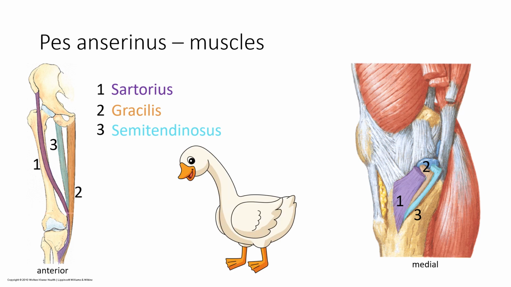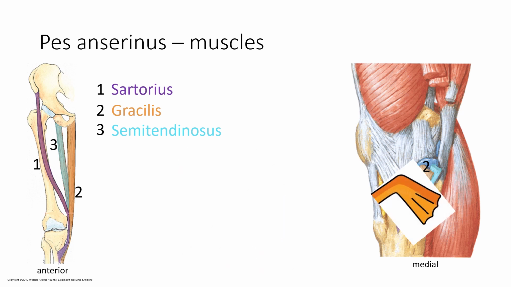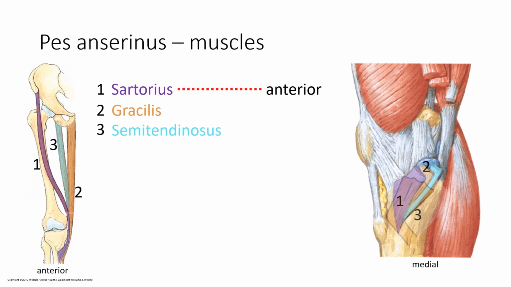So the reason why this is called the pes anserinus is because, according to anatomists, the insertion of these tendons resembles a duck's foot. So I guess if you line up that duck's foot with our tendons, I guess they kind of look like it. I don't know. So the important thing about the pes anserinus is that each of these muscles come from a different compartment. So we have the sartorius from the anterior compartment, the gracilis from the medial compartment, and the semitendinosus muscle from the posterior compartment, all coming together in this one area.